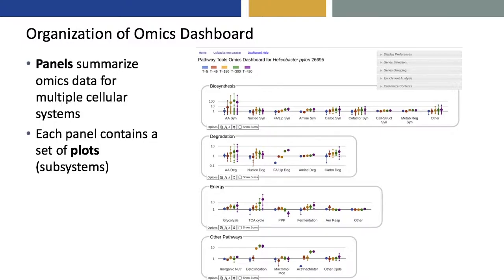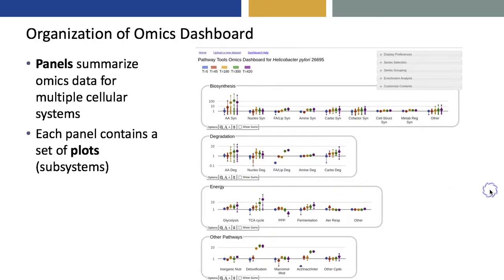The dashboard consists of a set of panels and a set of plots. So here we see 4 different panels. There's a panel for biosynthesis, for degradation, energy metabolism, and other metabolic pathways. And within each panel are a series of plots. Within the degradation panel, there's a plot for amino acid degradation, for nucleotide degradation, amine degradation, and so on.